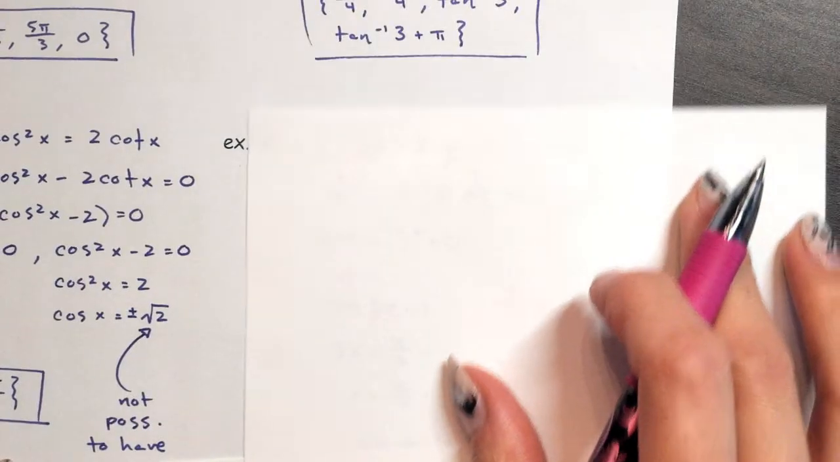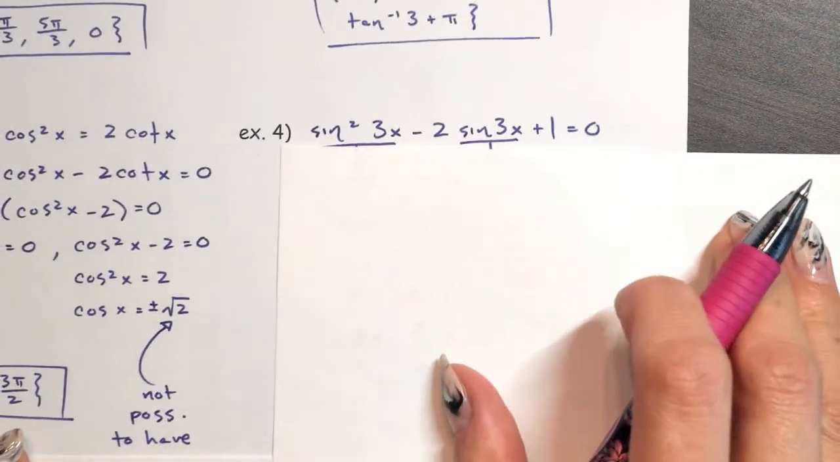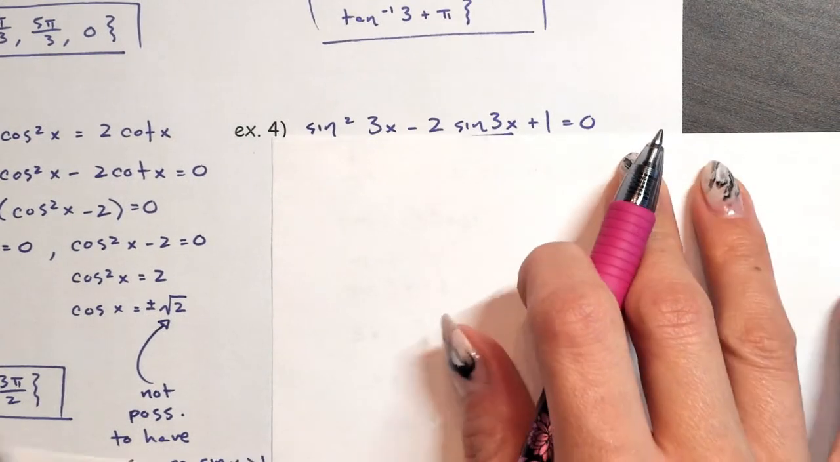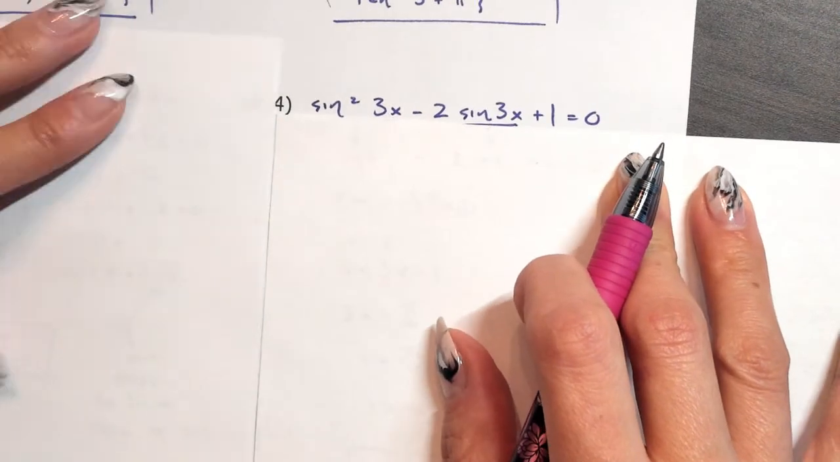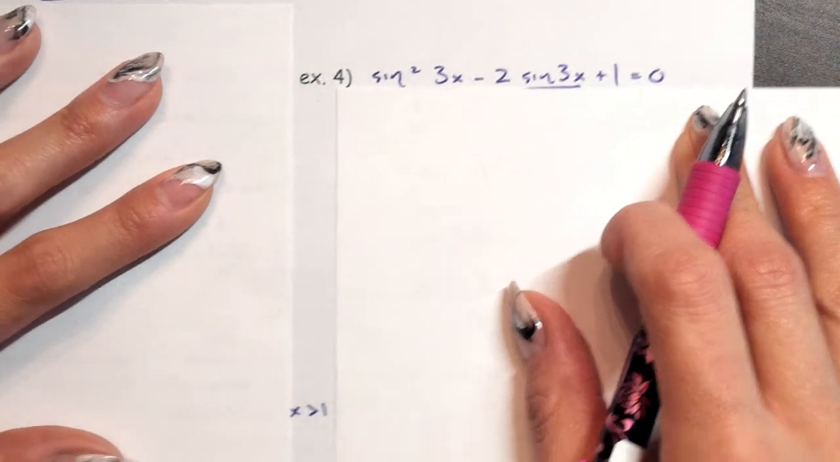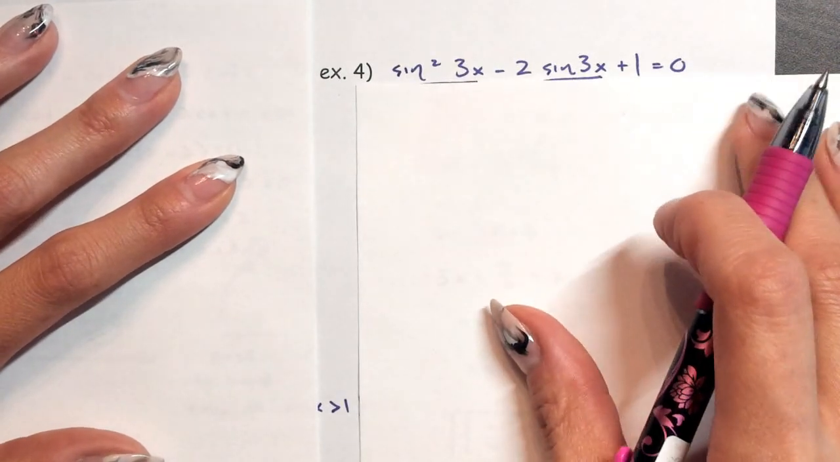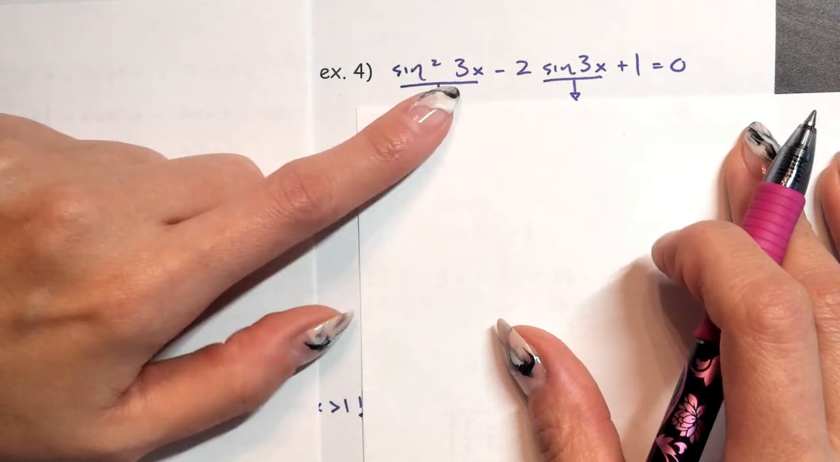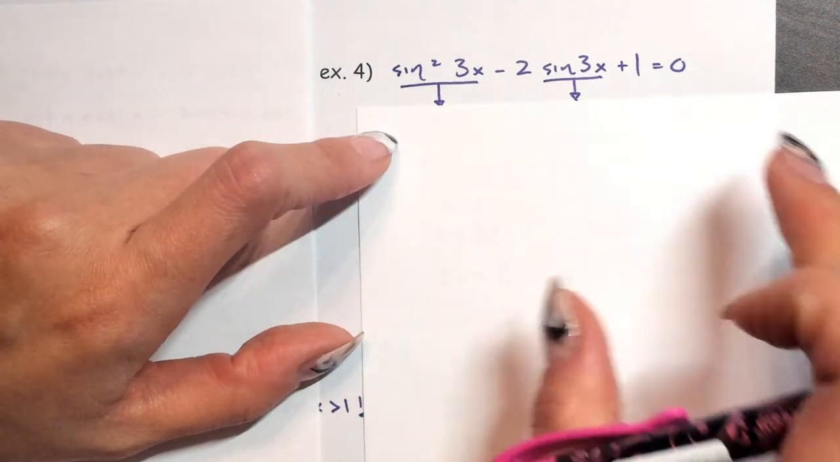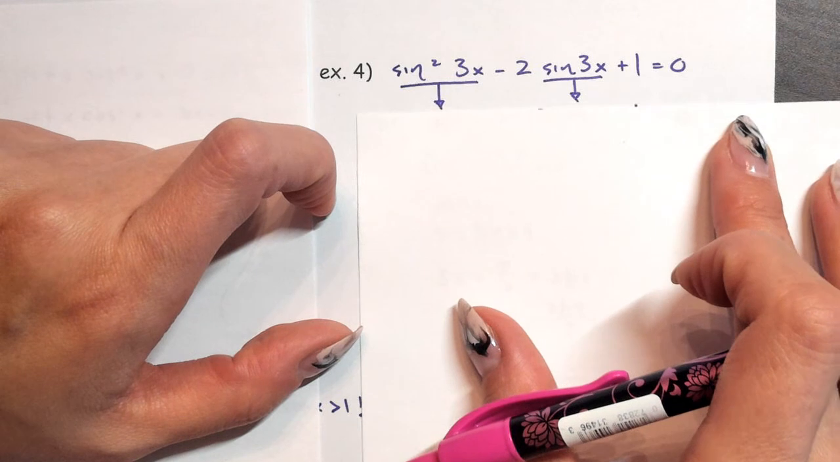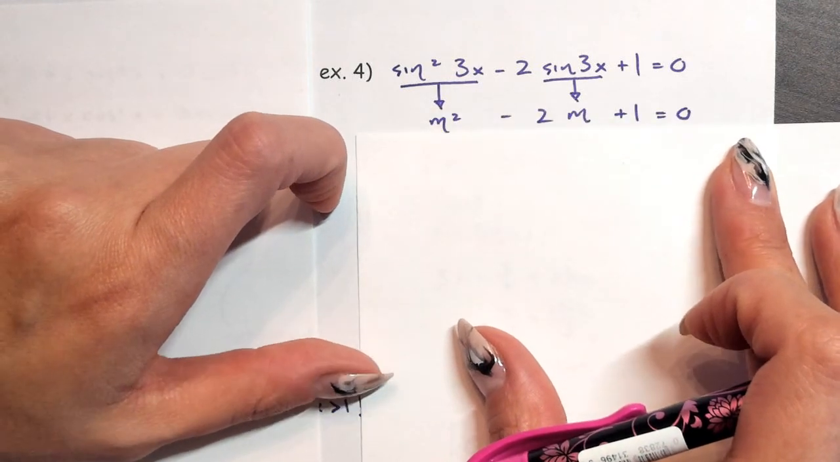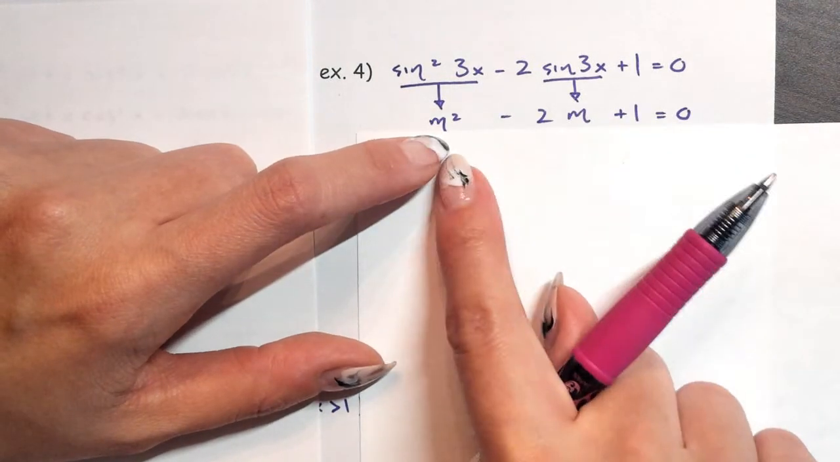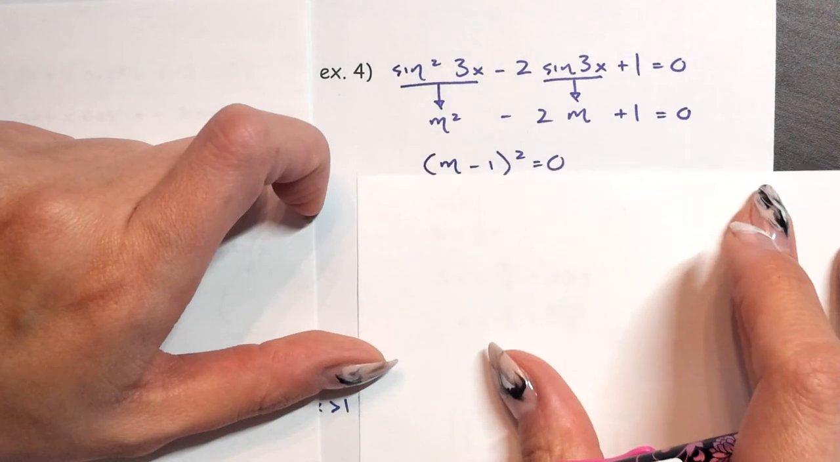All right, number 4. It starts off this way. If you can factor that, go ahead. If not, go ahead and replace your sine of 3x, which is kind of crazy, right? It says 3x, but you're going to replace your sine of 3x with any letter. I chose M for Miriam. And this is something that you can totally factor in your head. So go ahead and factor that.